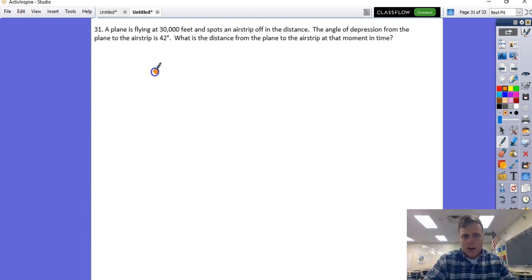So, here's your airplane. He is looking out, and then he looks down to create your angle of depression here at the airstrip. So here's the airstrip. I'm going to say that this is a hypothetical straight line right here, which would make this a 9-degree angle. This is 42 degrees. Okay, so please try to draw this prettier than I am.